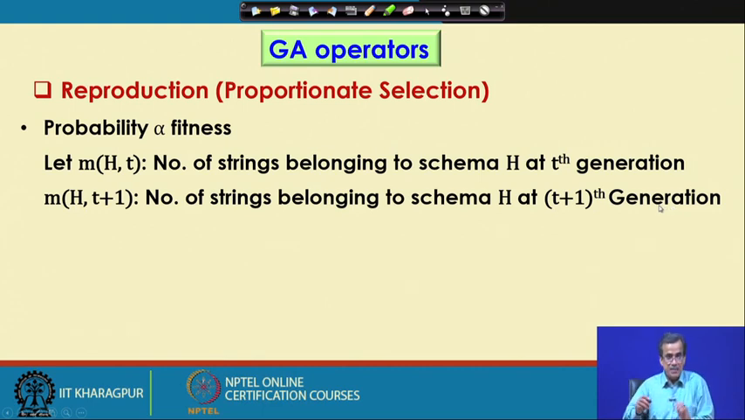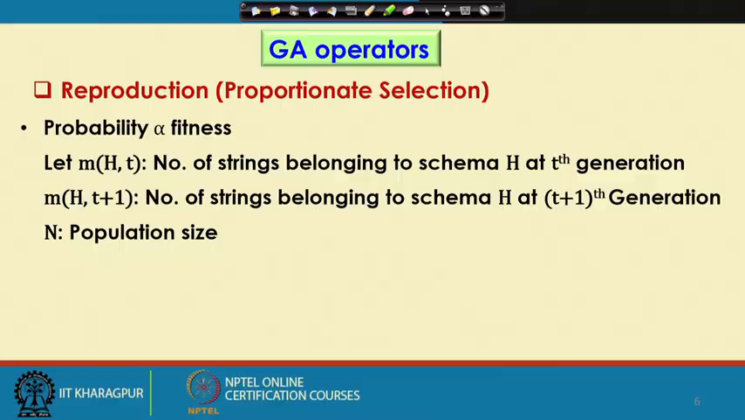Let me take a very simple example. Suppose the population size of the GA is 100 and a particular schema H is followed by say only 5 GA strings out of 100 in the first iteration. Now, there is a possibility that in the second iteration this number 5 may increase to 8 or it may also decrease to 2. Then how does it increase or decrease in number? So, that principle I am going to discuss.